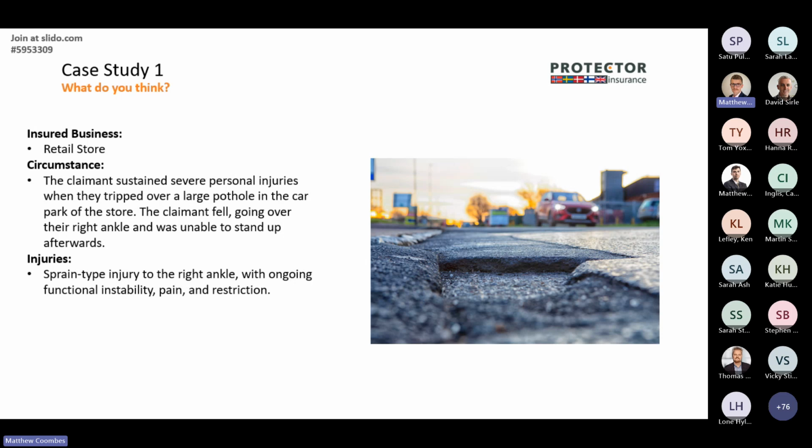Okay, so that leads us on to our first case study. We're going to try and touch on some real life examples that our claims team have been dealing with. This is going to be a Slido exercise, so please have your phones ready. In this example, we have the insured business of a retail store. There was a claimant that sustained severe personal injuries when they tripped over a large pothole in the car park of the store. The claimant fell going over on their right ankle and was unable to stand afterwards. This resulted in a sprain type injury to the right ankle with ongoing functional instability, pain and restriction.